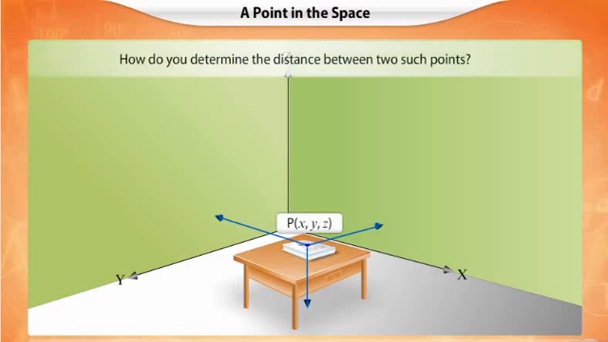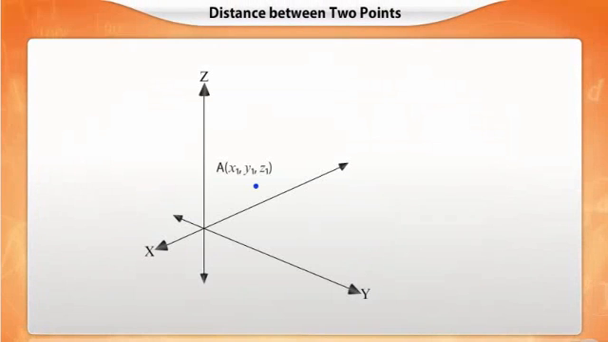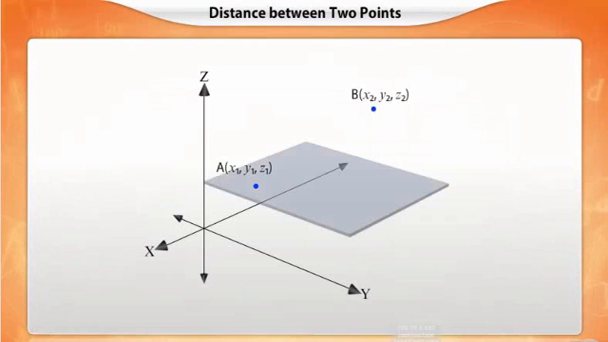Next, how do we determine the distance between two such points? Let A(x1, y1, z1) and B(x2, y2, z2) be the two points in space. We know that through a given point we can draw a plane parallel to any coordinate plane. Let A' be a plane containing point A and parallel to the XY plane.